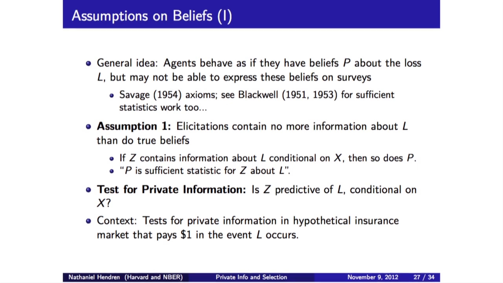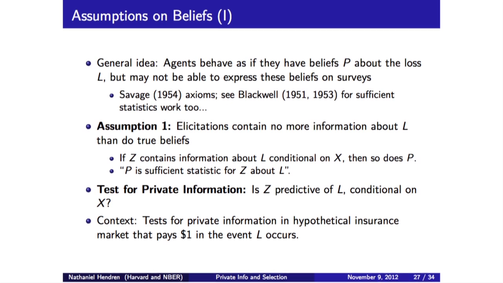If the elicitation, so what people are responding to in this survey, contains information about whether or not the corresponding event actually happens, then I want to be able to conclude that so would their true beliefs. In other words, if I ask you, are you going to go to a nursing home? And you tell me something that's predictive of whether or not you actually go to a nursing home, I want to be able to conclude that you actually knew something about whether or not you were going to go to a nursing home. This is the assumption that allows one to draw that conclusion. It's an assumption that you can't tell me something you don't know.